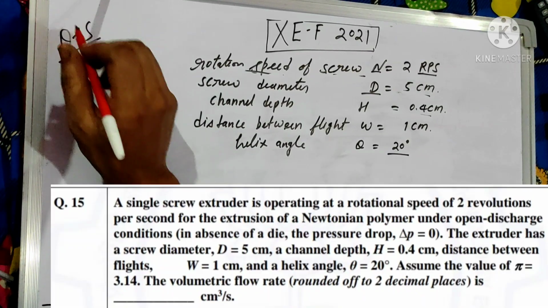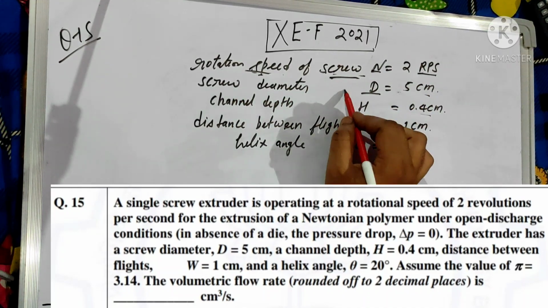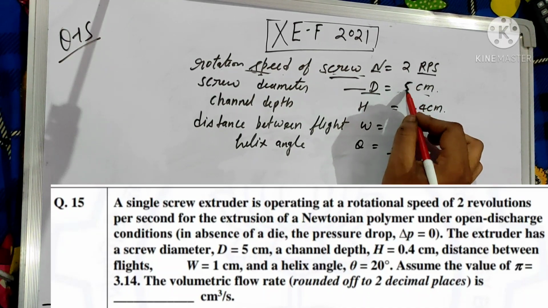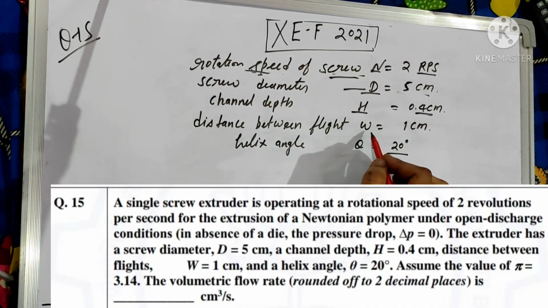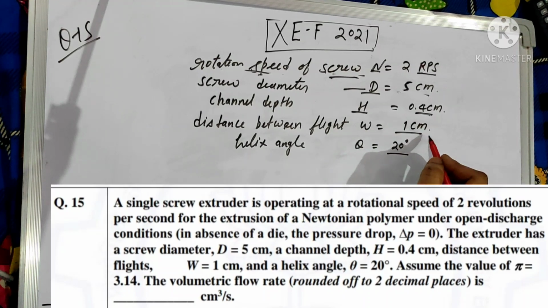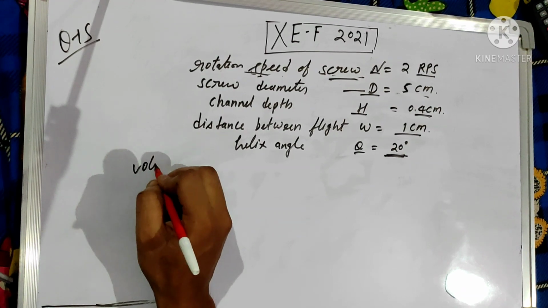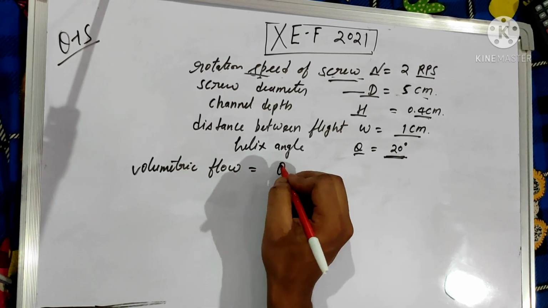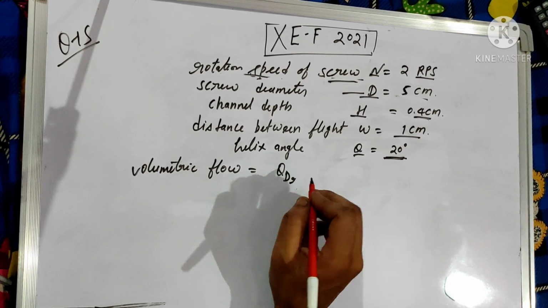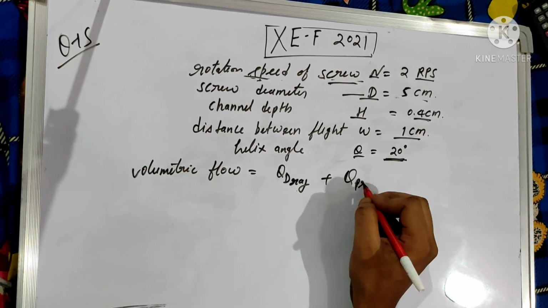A single screw extruder in which the rotational speed of the screw N is equal to 2 rps, revolution per second, and screw diameter D is equal to 5 cm and channel depth H is equal to 0.4 cm and distance between the flight, that means channel width, is equal to 1 cm and helix angle theta is equal to 20 degree. Now you know the volumetric flow in extruder is equal to the volumetric flow due to the drag flow plus volumetric discharge flow due to the pressure.